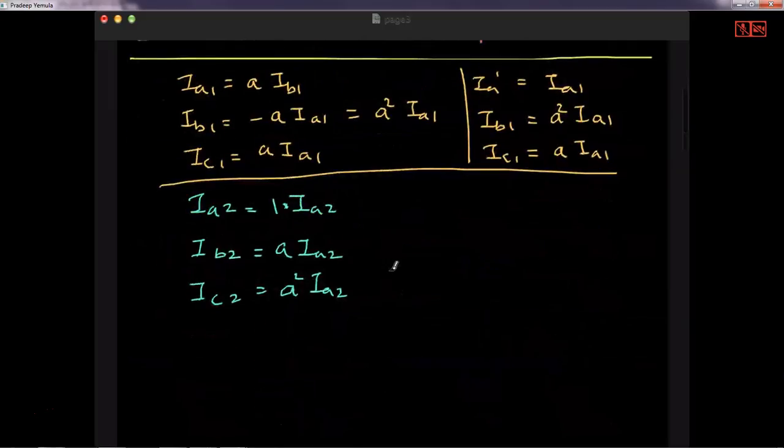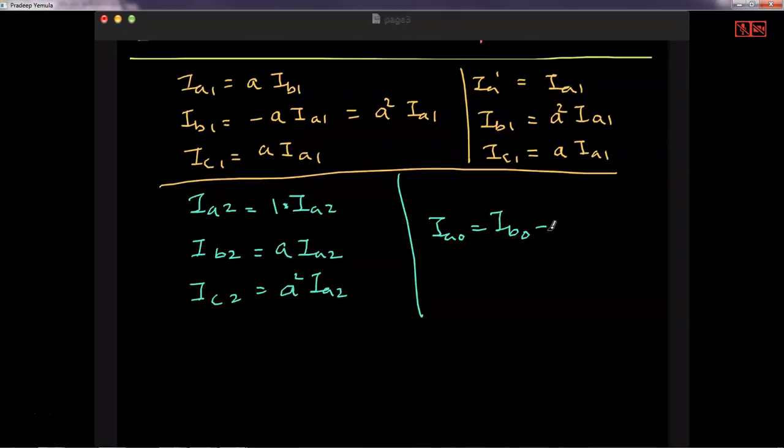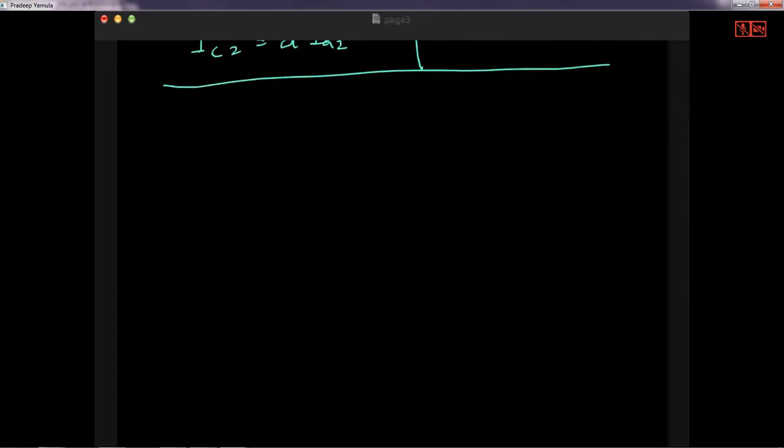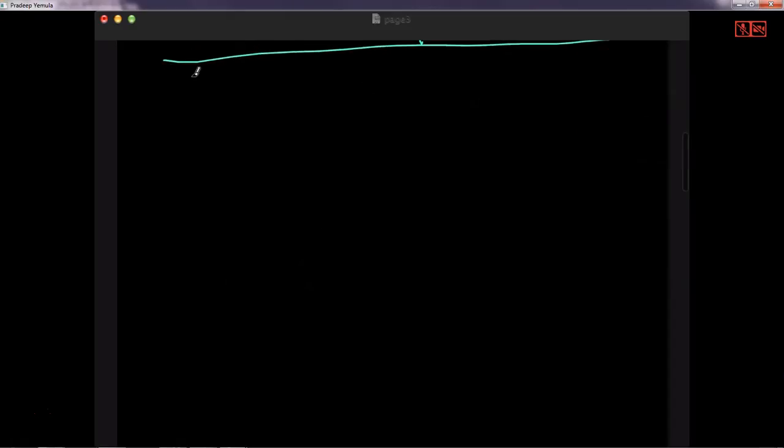So now finally, what about IA0? So IA0 equal to IB0 equal to IC0. So I have this. These are my positive sequence, and this is my negative sequence. So now the important point that we are coming to, that is, let IA, IB and IC be the three-phase currents.